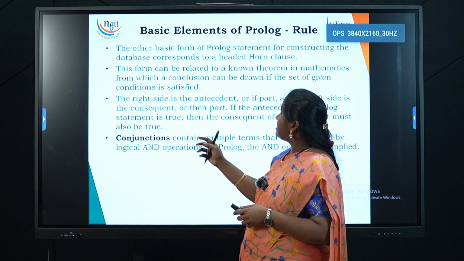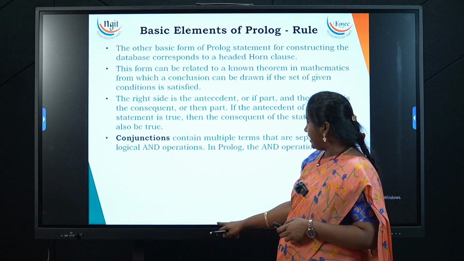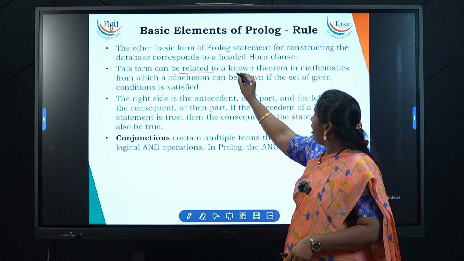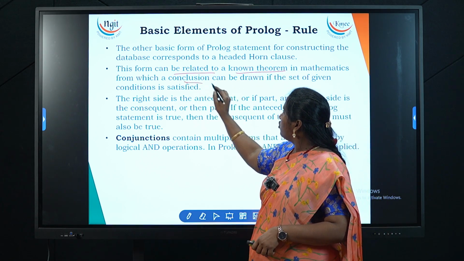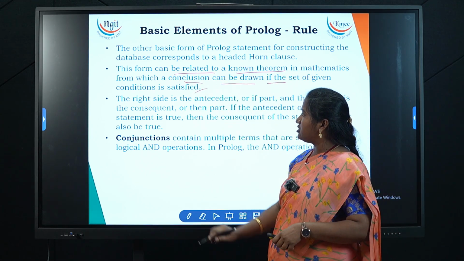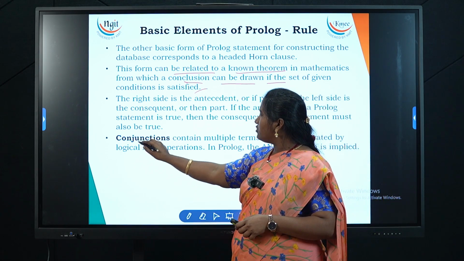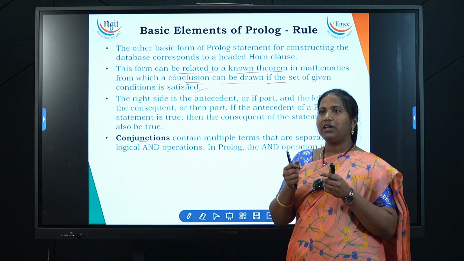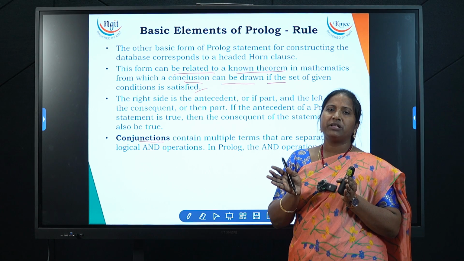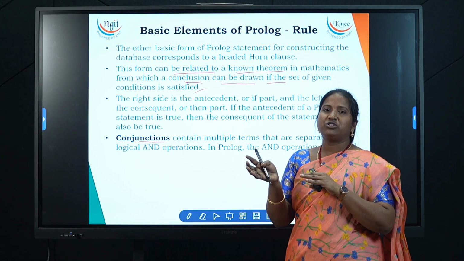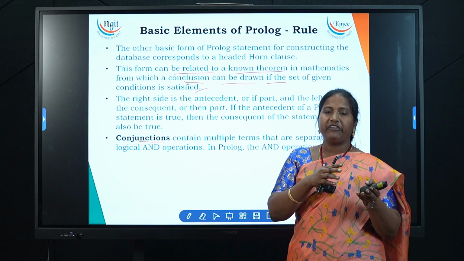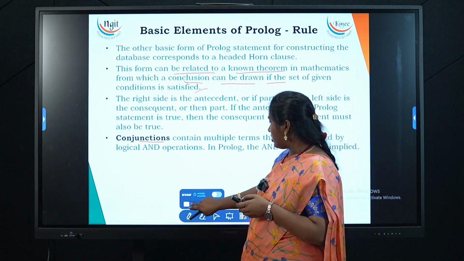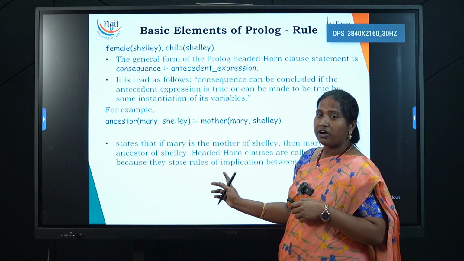The other basic Prolog statement for constructing the database corresponds to a headed Horn clause. This form can be related to a known theorem in mathematics: a conclusion can be drawn if the set of given conditions is satisfied. So we even use conjunctions. That is, we use operators such as the and operator to say that when you are given two statements, if it is true, then it will also be true. If it is not true, then it will fail. So for that kind of semantics, we use conjunctions and disjunctions. So this is the way of using the semantic structures in your Prolog.